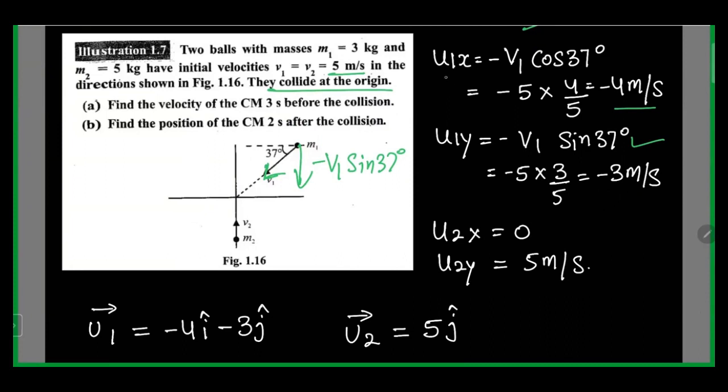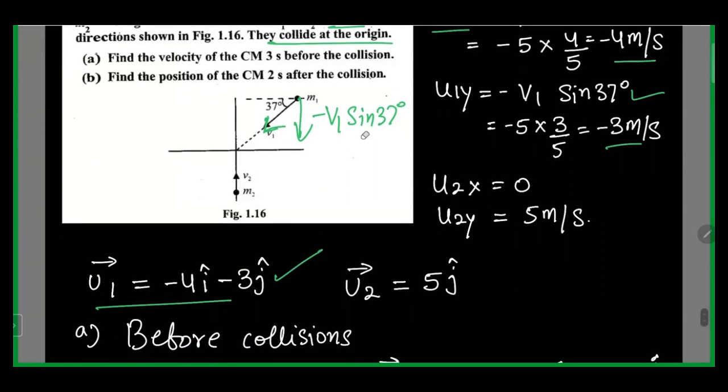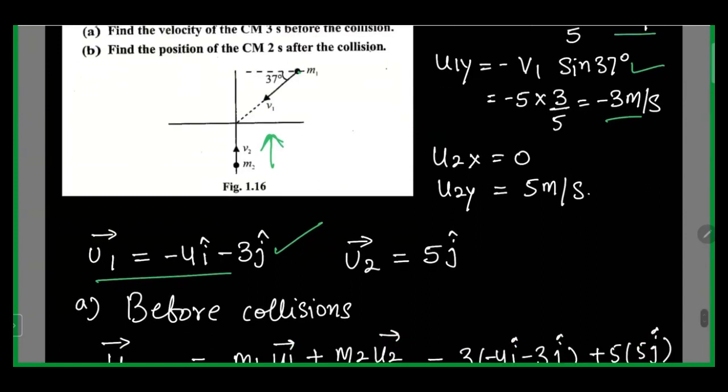So if your x component of velocity is minus 4 and your y component is minus 3, what will be the vector? Minus 4 i cap minus 3 j cap. So this will be your initial velocity of m1. Initial velocity of m2 is very simple. It is simply going along the y-axis. There is no x component, it is only going in y. So your second velocity is 5 j cap.